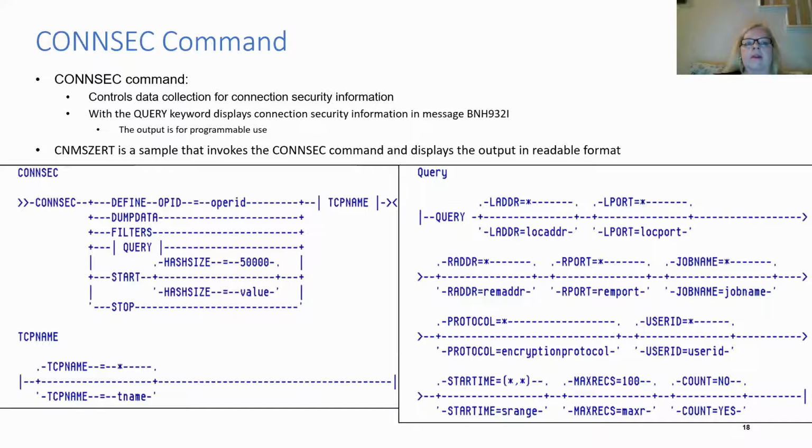So this is the CONSEC command. If you're familiar with the TCPCONN NetView command, this looks very, very similar. You get to do all your filtering with this command. And so you can really drill down and just look at information for one connection if you really want to get to that level of granularity. So this provides you lots of ways to minimize the amount of data that you want to look at.